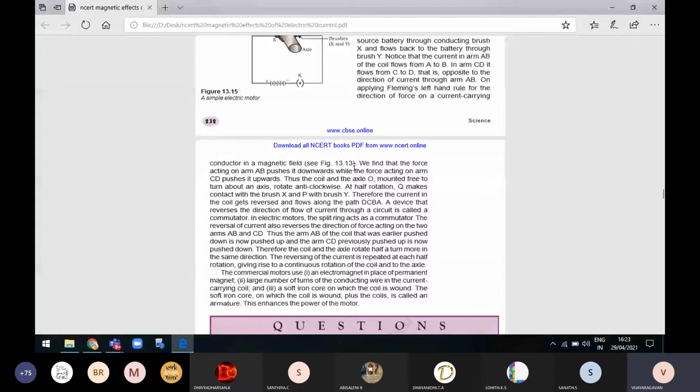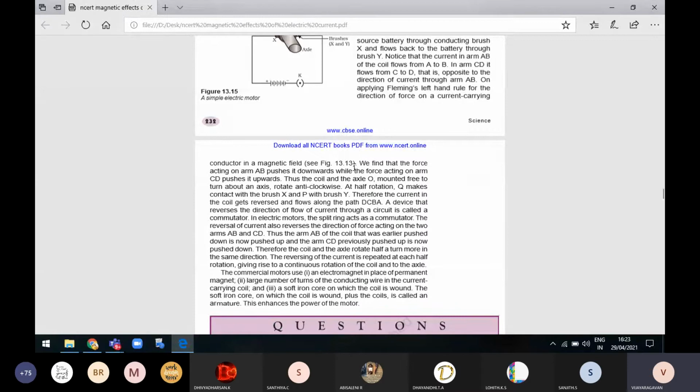The reversing of the current is repeated at each half rotation, giving rise to a continuous rotation of the coil and the axle. So since we keep giving current at every half rotation, it starts rotating with a continuous rotation. So this is the function of the working of the motor.